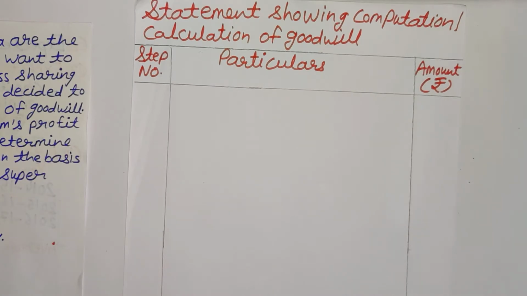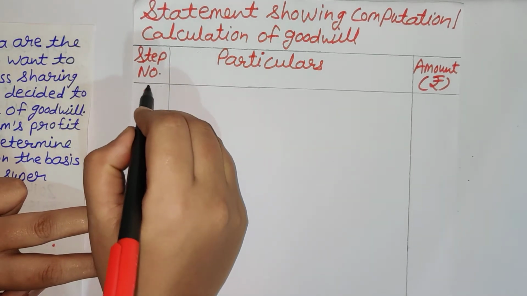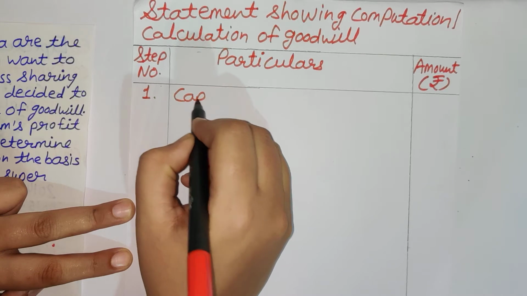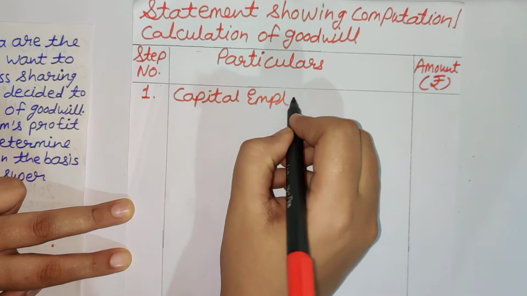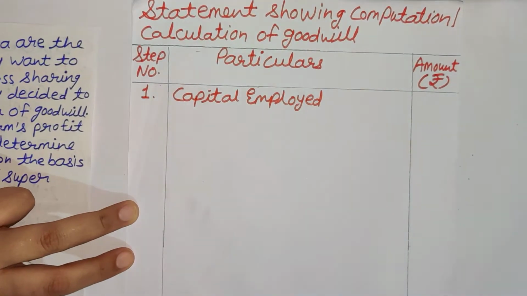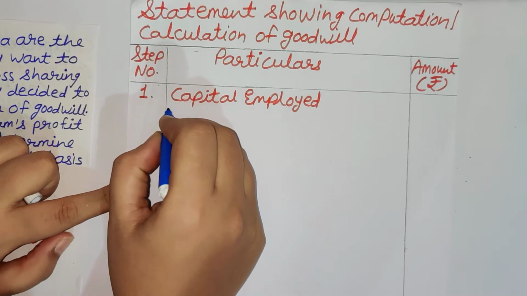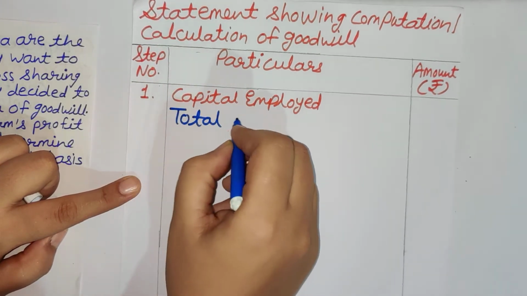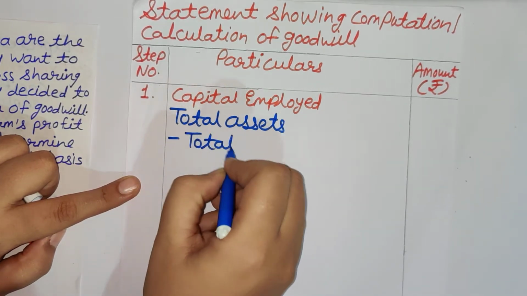Let's start our sum. First step to calculate the goodwill as per the super profit method is to find the capital employed. Now, how will we find the capital employed? From the total assets, if we deduct the total liabilities, then whatever amount we get is considered as the capital employed. So our formula will be total assets minus total liabilities.